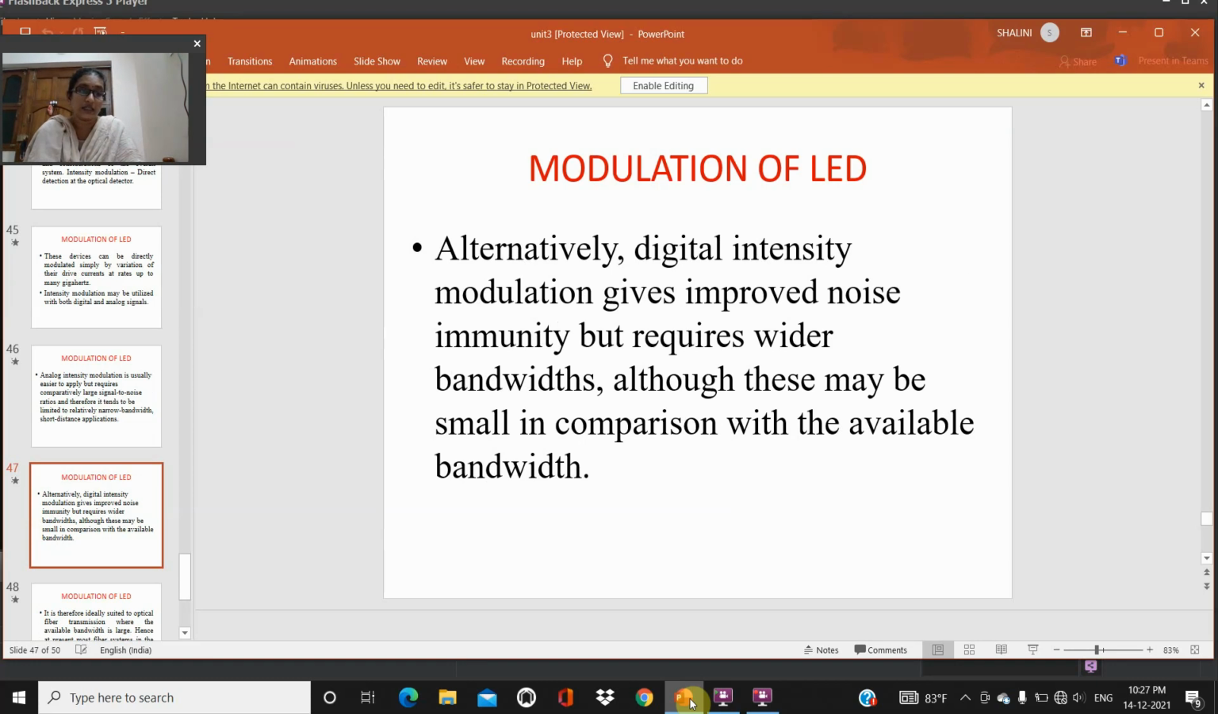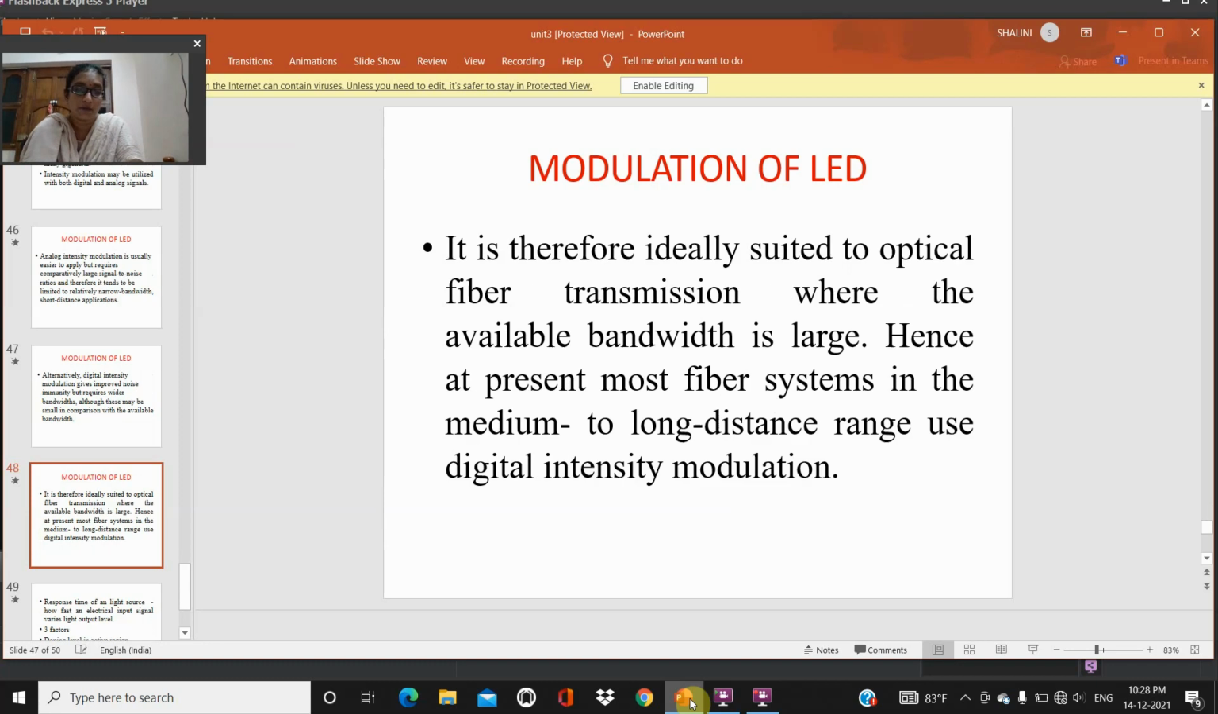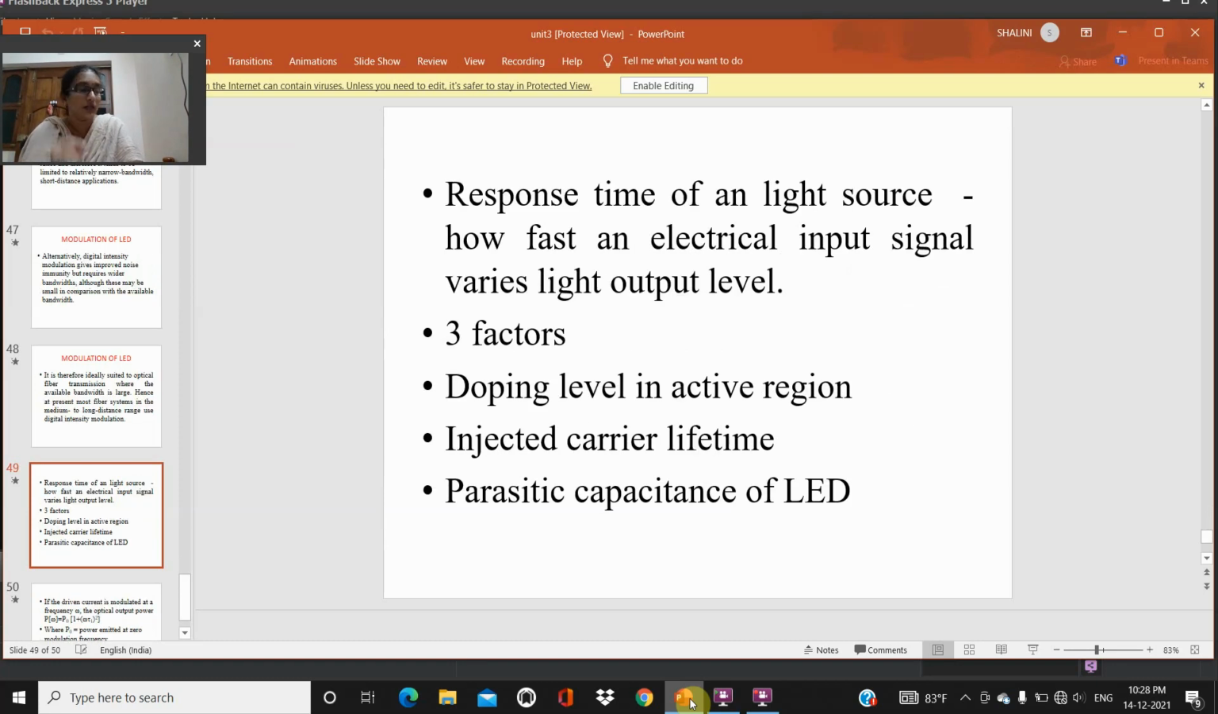Alternatively, digital intensity modulation gives improved noise immunity but requires wider bandwidths, although these may be small in comparison with the available bandwidth. It is therefore ideally suited to optical fiber transmission where the available bandwidth is large. Hence, at present, most fiber systems in the medium to long distance ranges use digital intensity modulation.